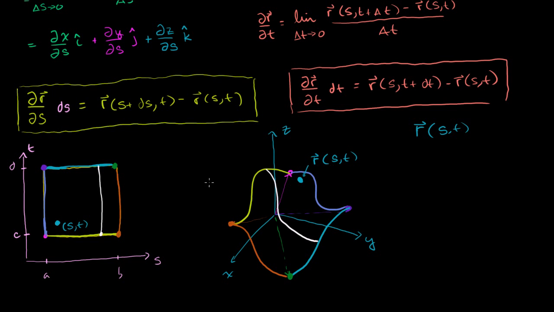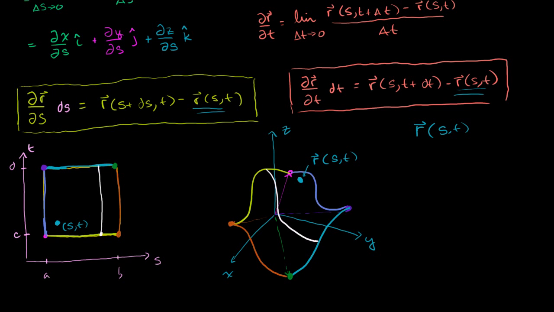For a particular s and t, I could put little subscripts here, but I want to be general. I could call this x and y. This would be r of x and y. It would map to that point right there.